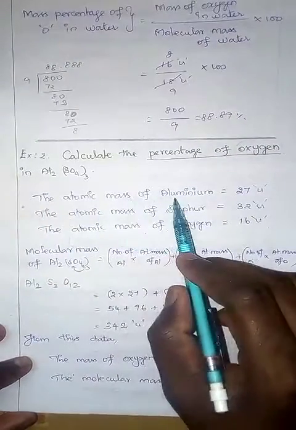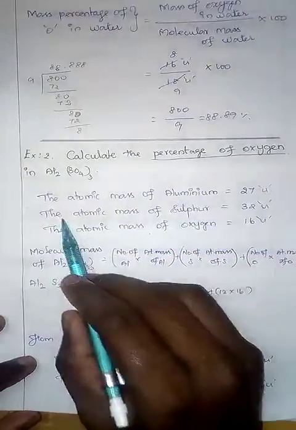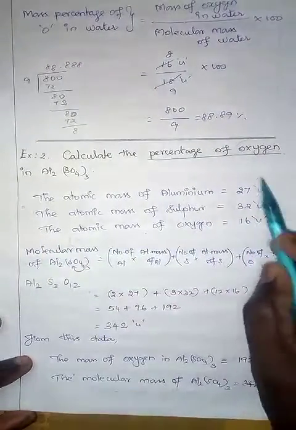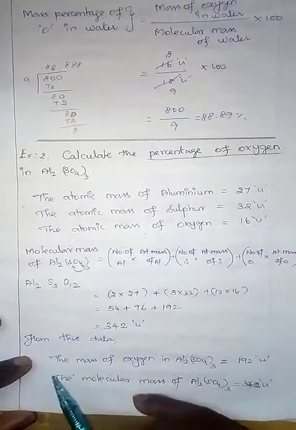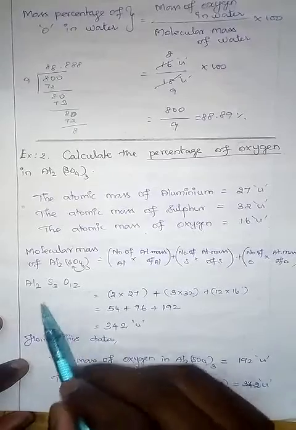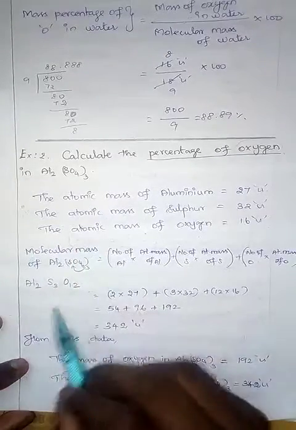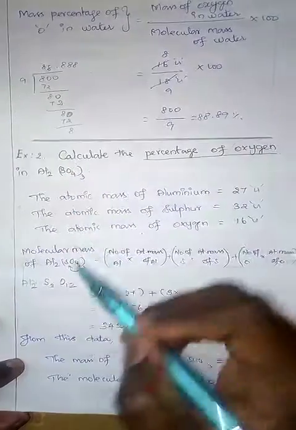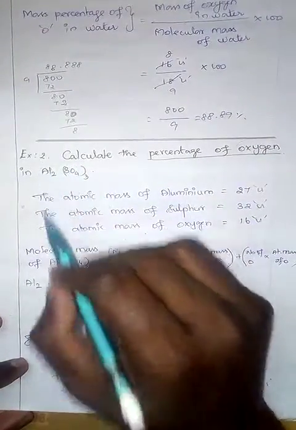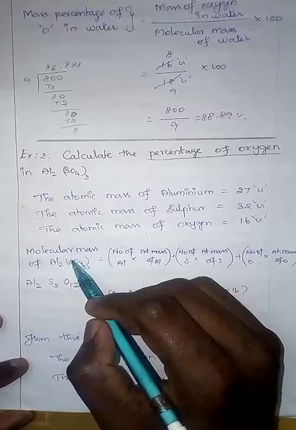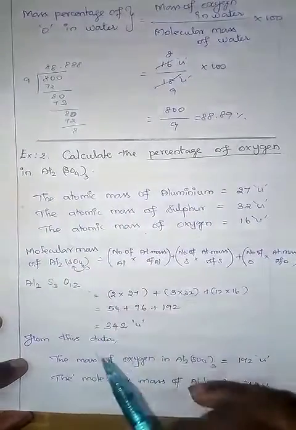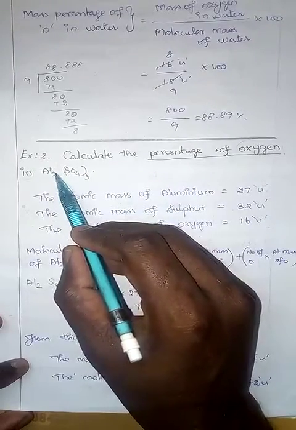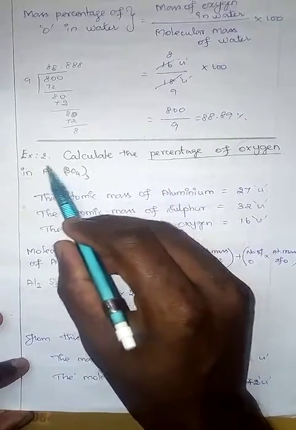The atomic mass of aluminium is 27 u, the atomic mass of sulfur is 32 u, the atomic mass of oxygen is 16 u. This we have already discussed in our previous videos. Now, how to calculate the molecular mass? Dear children, if you find anything in brackets in the chemical formula, you need to calculate the total number of atoms present in it. If there is no bracket, the bottom number indicates how many atoms of that element are present.